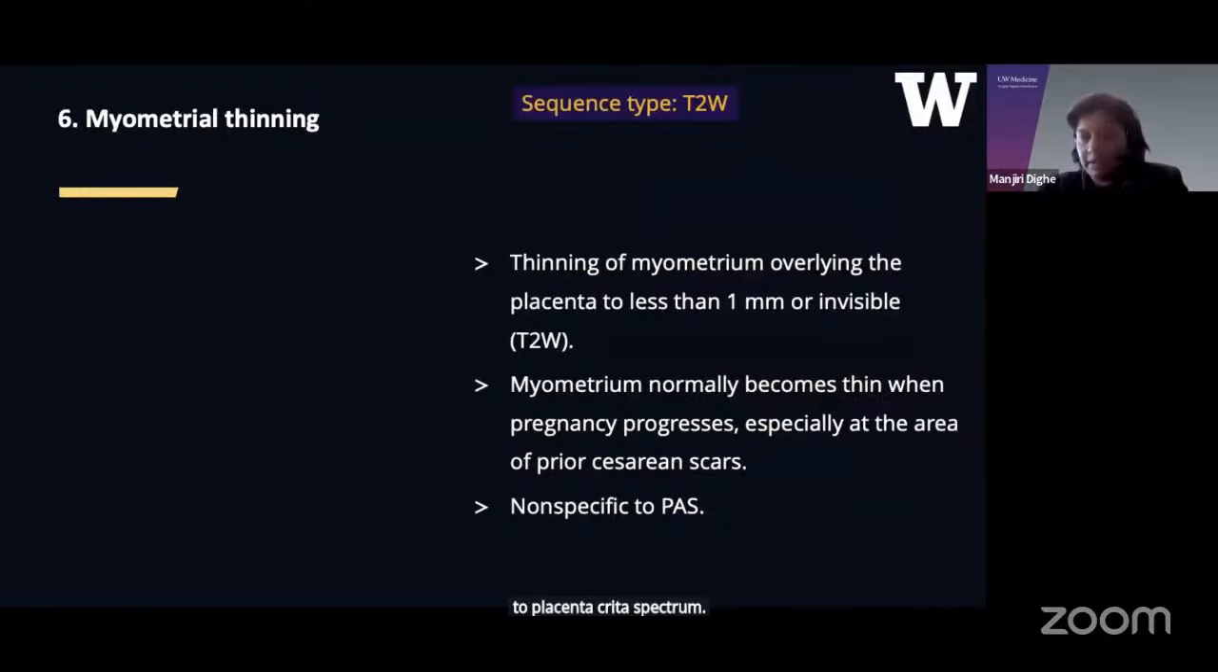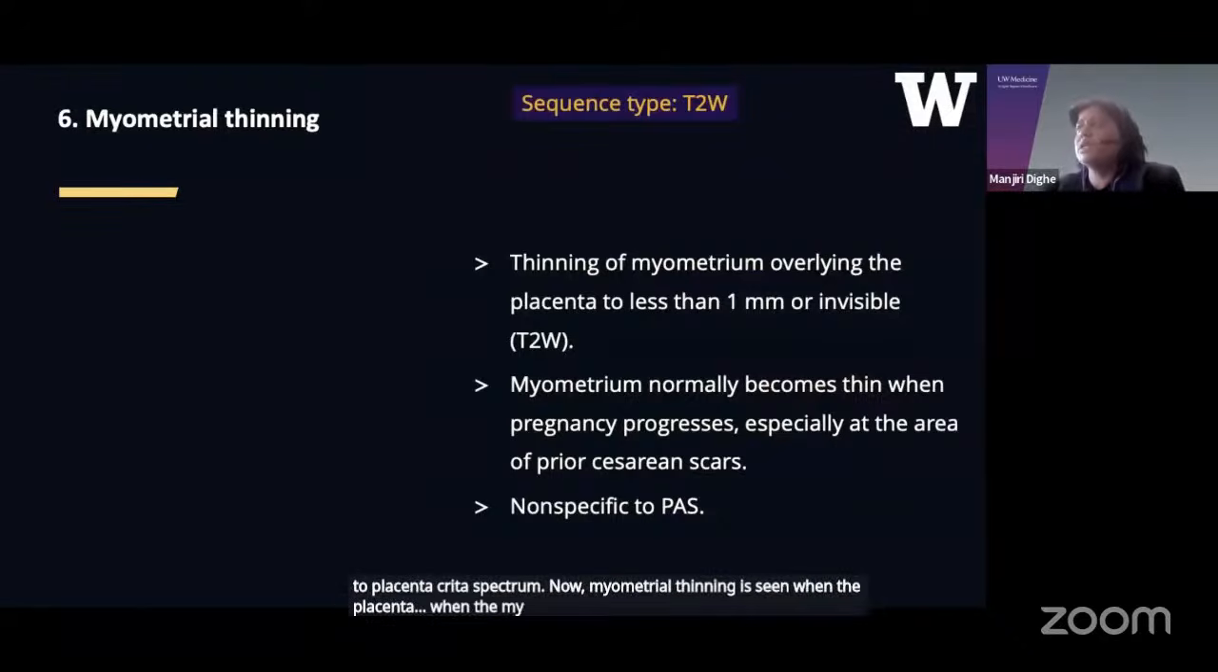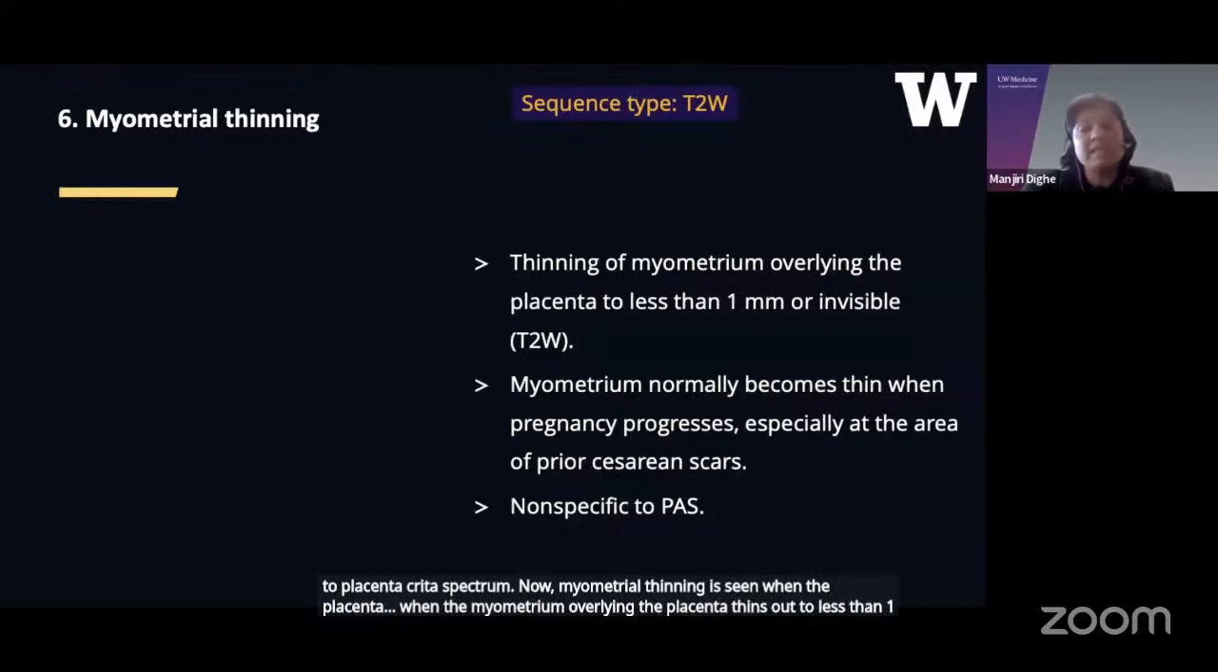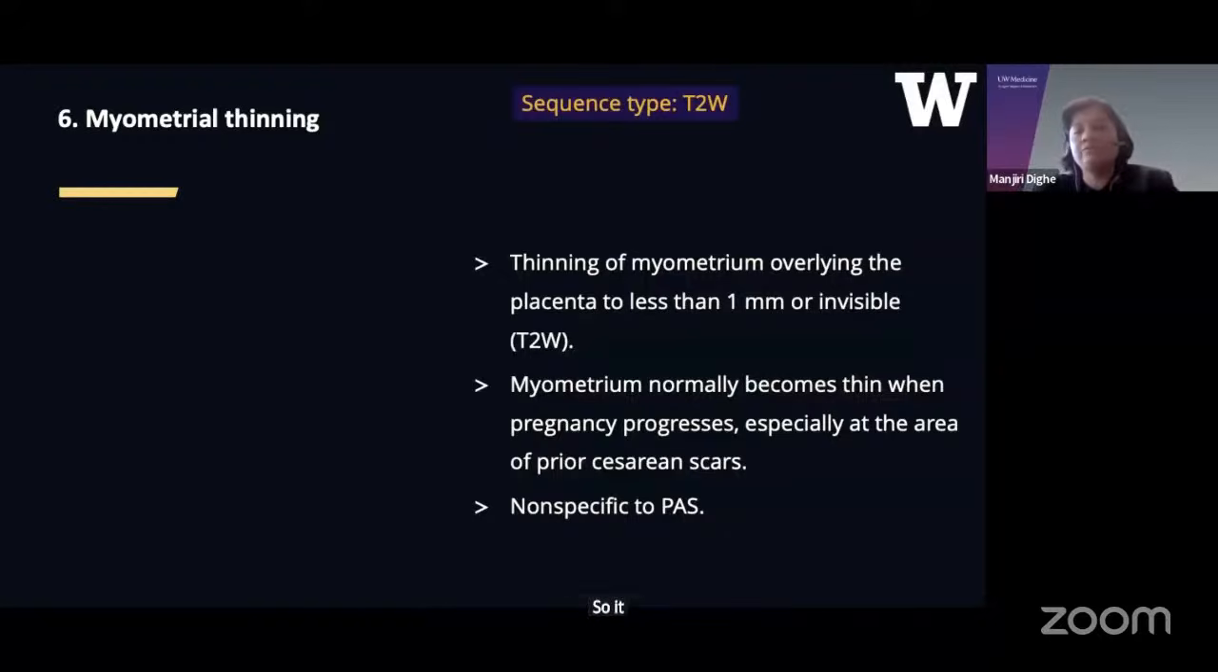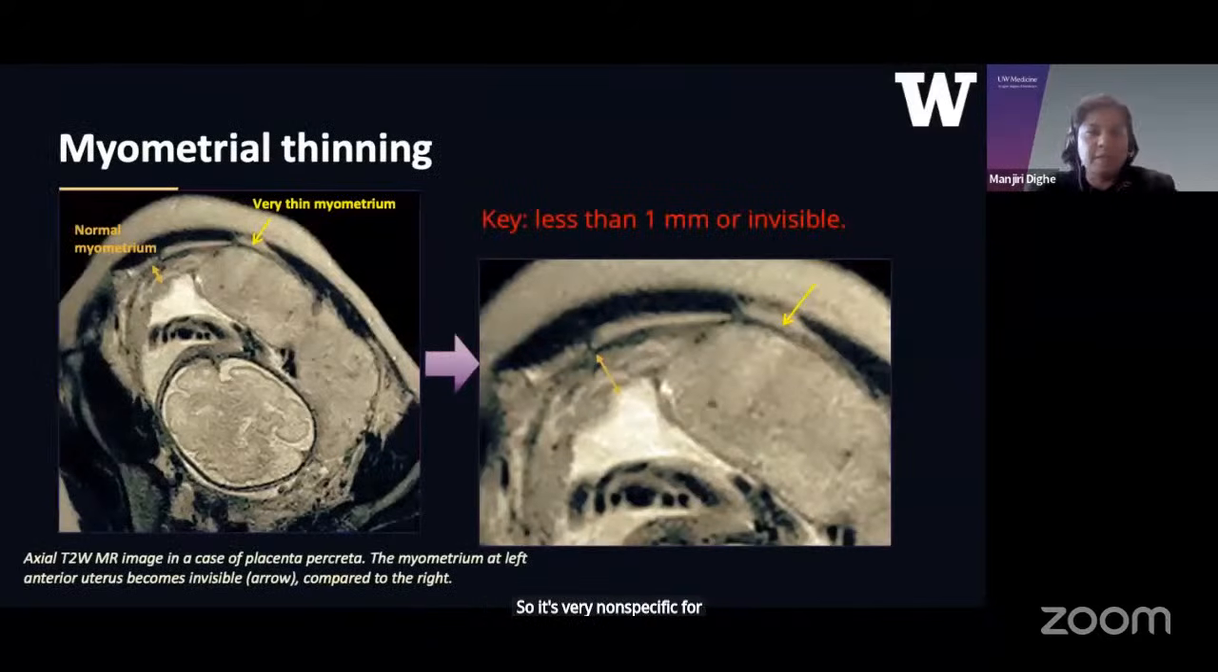Now, myometrial thinning is seen when the myometrium overlying the placenta thins out to less than 1 millimeter, or it's basically invisible on T2-weighted images. But the issue is that myometrium usually becomes thinner as the pregnancy progresses, and in areas that have had prior C-section scars as well. So it's very non-specific for placenta accreta spectrum.